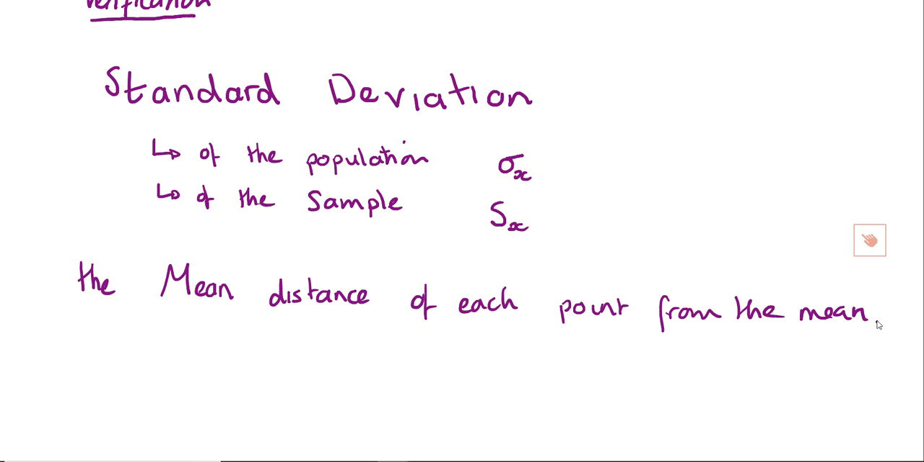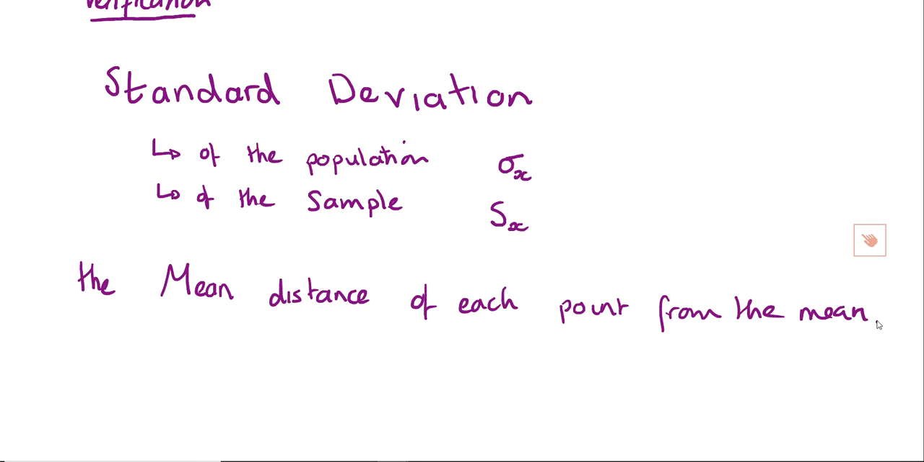So it does say the mean distance of each point from the mean. Basically, standard deviation looks at, like Daphne was saying, you don't just go for the extremes. You go for every single point and work out how far away it is from the mean. You subtract each one from the mean, add all those differences up and divide by the number of differences you have. And that will tell you the mean difference.